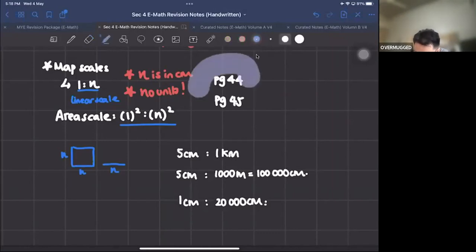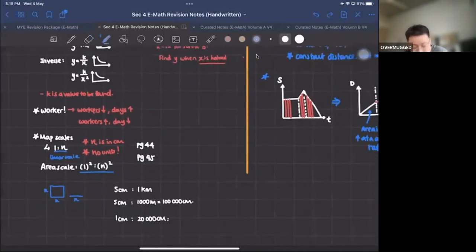Some of you may see some page numbers written here. What are these for? These are actually linked to the curated notes. On page 44 and page 45 of the curated notes are all the 5 question types for map scales. Okay. And we're done with this topic.